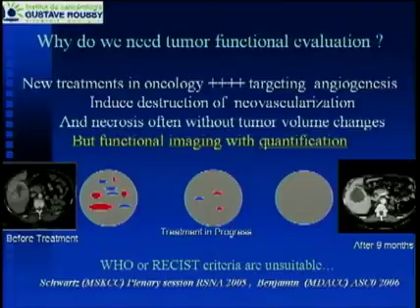So finally, why do we need tumor functional evaluation? Because the new treatments in oncology targeting angiogenesis induce the destruction of neovascularization and necrosis, often without tumor volume changes. If you check these patients, before 12 months and after 9 months, according to the RECIST criteria, we don't have a modification of the size, but you immediately understand that probably we have necrosis. And the goal of functional imaging is to try to quantify this necrosis and to correlate it to the follow-up of the patient, to the progression-free survival, and to the overall survival.